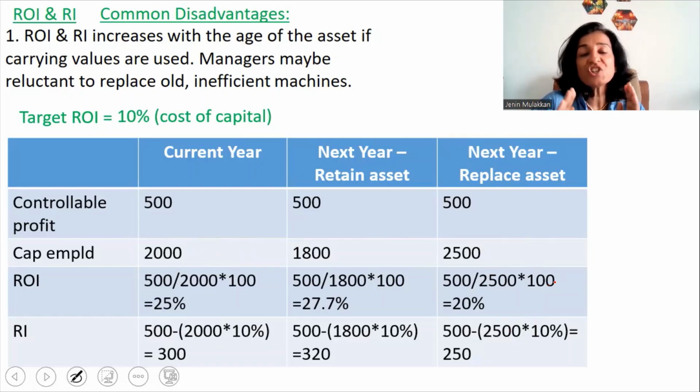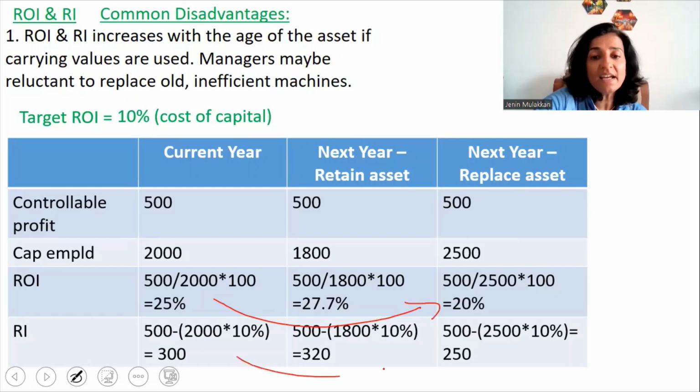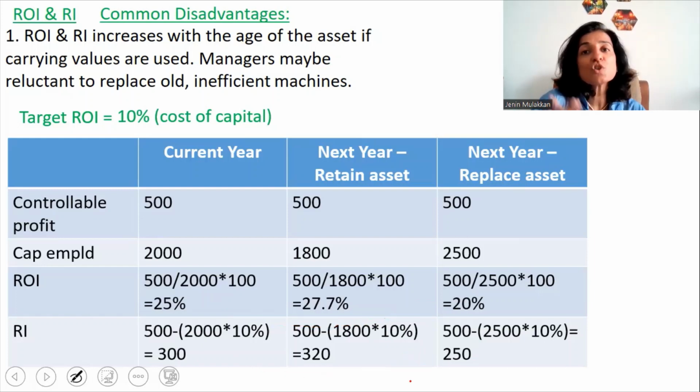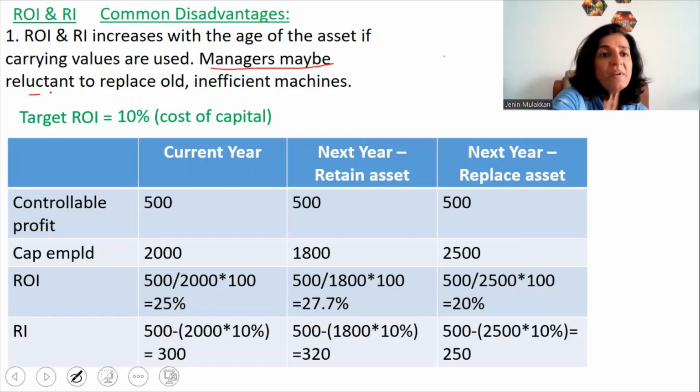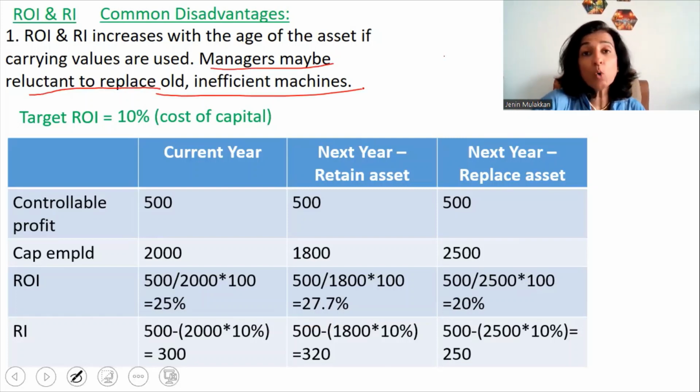So just because the divisional manager has replaced the asset, the ROI and the RI have dropped. So what is the end result? Even if the machine is old and it is time for replacement, the managers will not replace it because they don't want the ROI or the RI to reduce. So managers may be reluctant to replace old, inefficient machines.